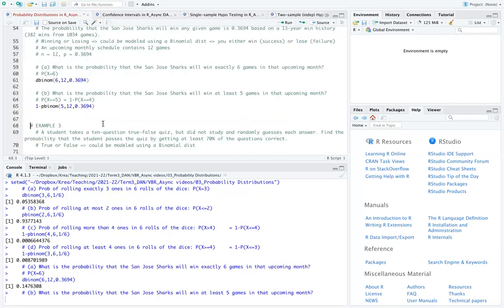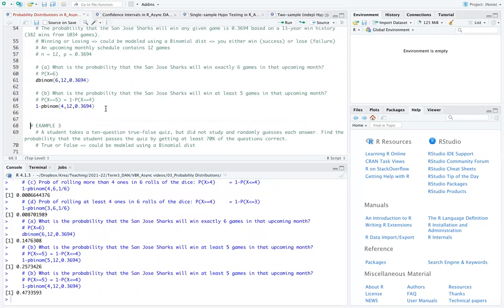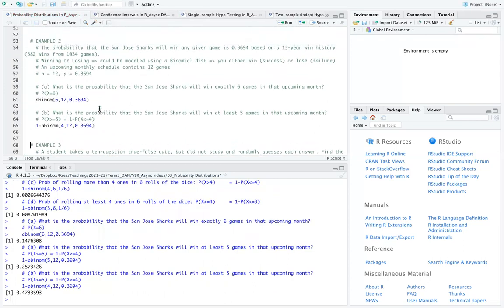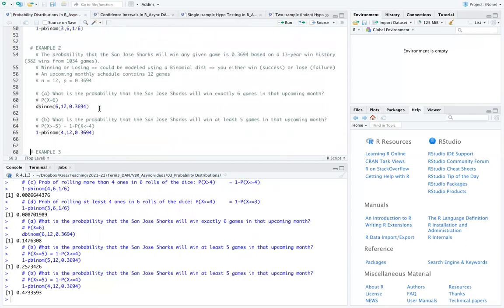12, 0.3694). And the answer is, oops, there's a mistake there. So this is 4. And the answer is 0.4733593. And so that's how you solve this using R. It's even quicker here than in Excel. And I encourage you to get comfortable and familiar with both versions.